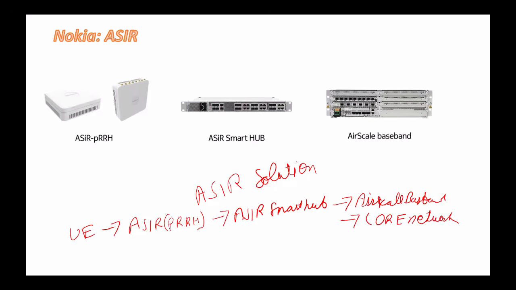Right? So the ASIR PRRH, also called the AirScale Pico Remote Radio Head, is the radio installed close to the users inside the building.